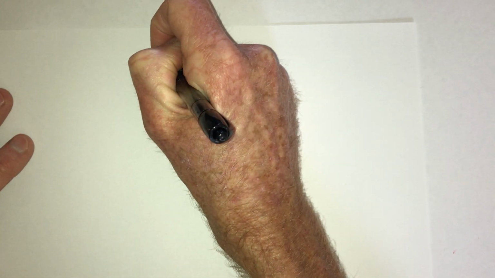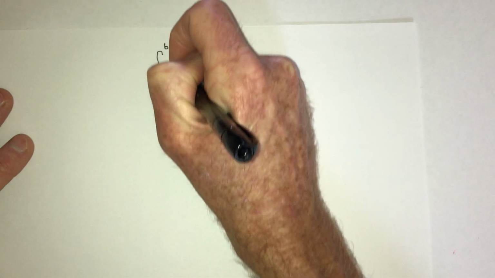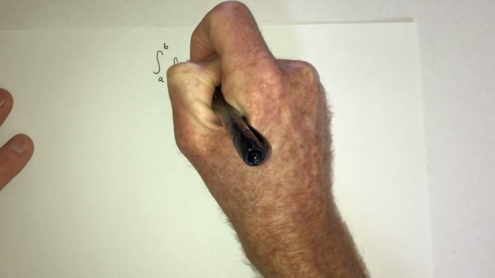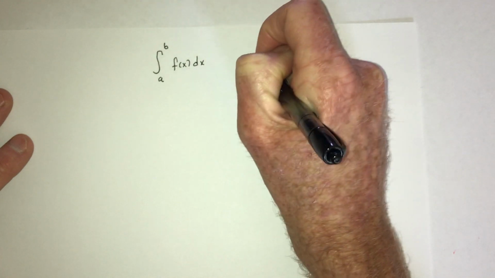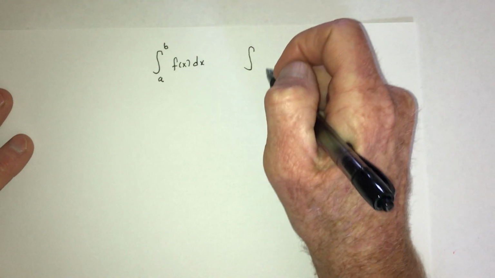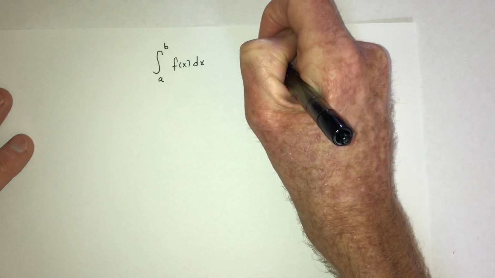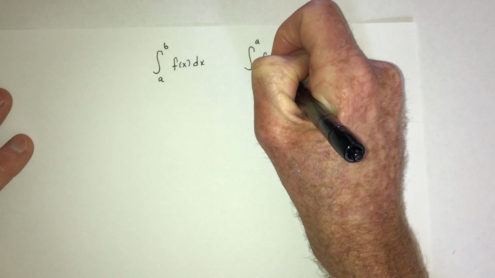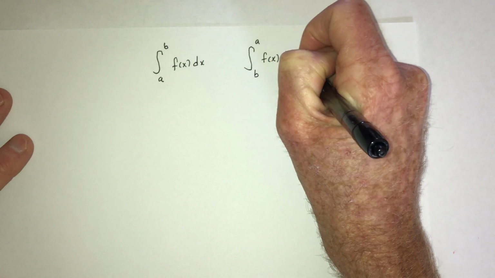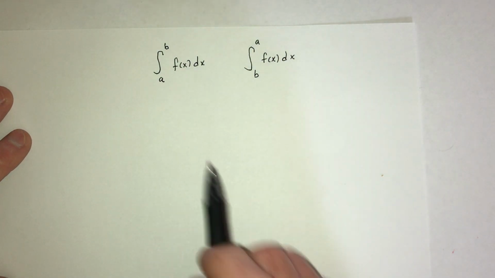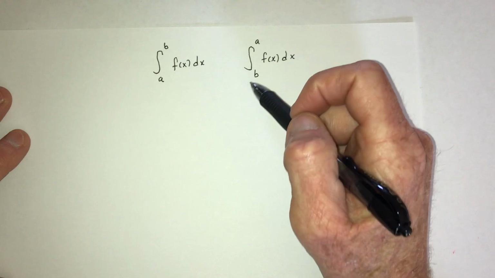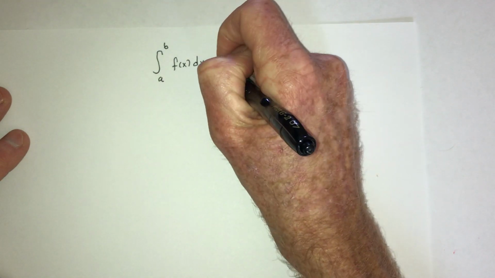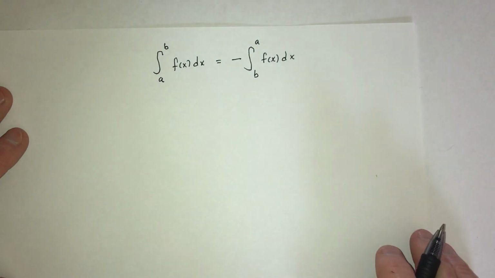And then another fact is, suppose that you were asked to integrate from the small number a to the bigger number b. But then you accidentally switched them and you went from b to a. So you were asked to go from left to right and you went from right to left. Well, what will happen is you'll get negative of the answer you were supposed to get.